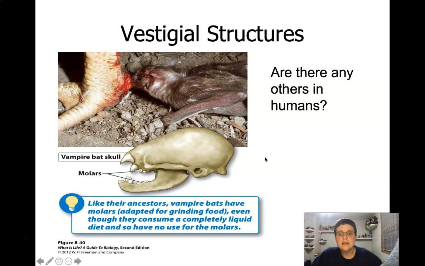So the question is, are there any other vestigial structures in humans? And there are. So I'm going to put a link here for a video if you're interested in it. There are several other vestigial structures in humans. You might think of things like wisdom teeth, but there are other ones that are in our bodies that you may not think of.